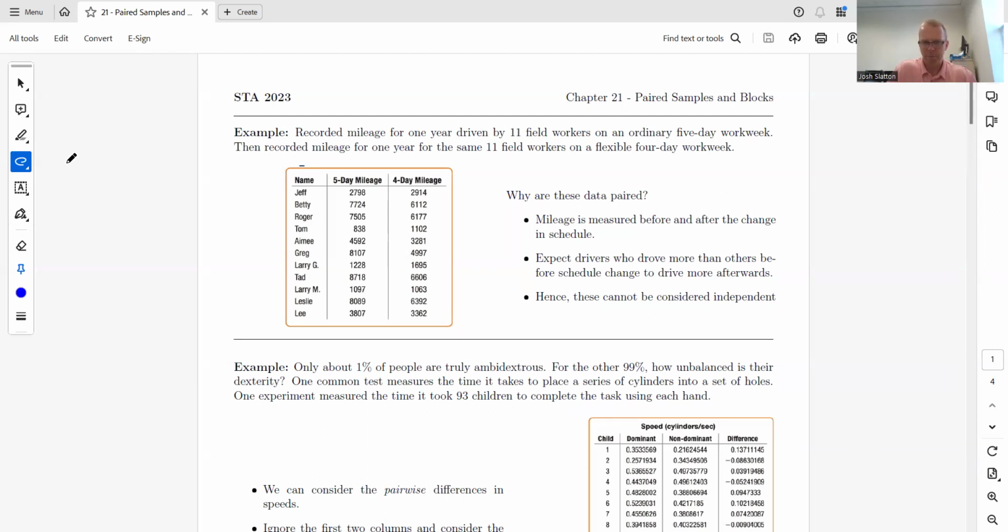And so we compare these mileages measured before and after the change. Expect drivers who drove more than others before the schedule change to drive more afterwards. And so we're not considering these independent groups. Typically what we're going to do is look at how these things change between the paired groups.